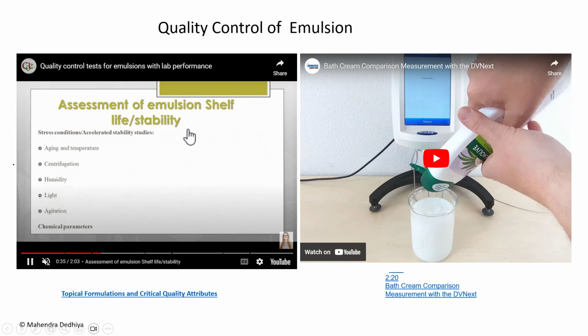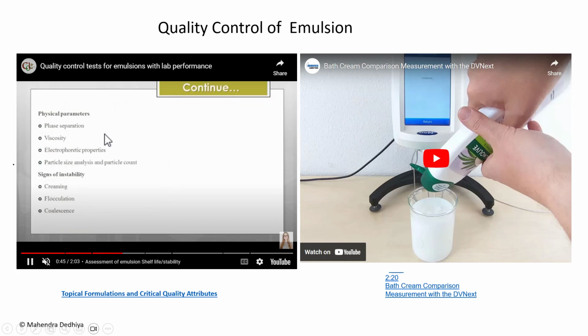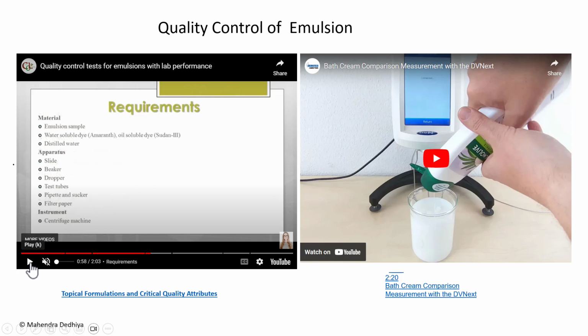Stability testing includes aging and temperature, which is very common. Centrifugation is used to speed up testing, along with humidity, light, agitation, and phase separation, which is very important. Viscosity is critical. So are zeta potential, particle size, and instability of suspension. We will look at some of these properties.